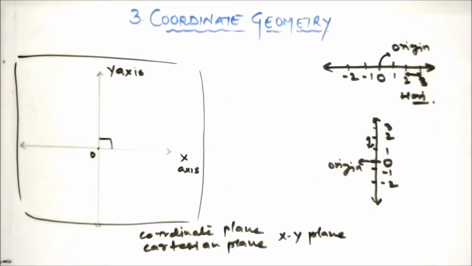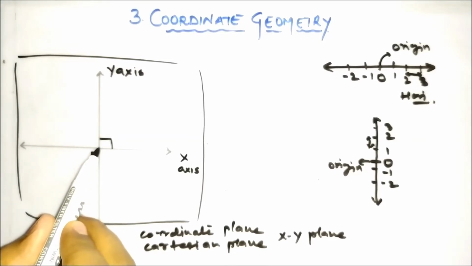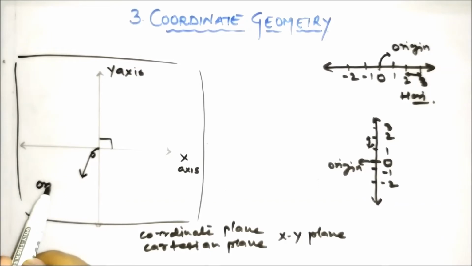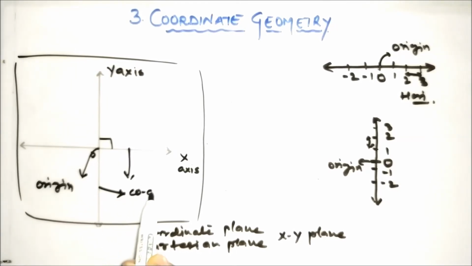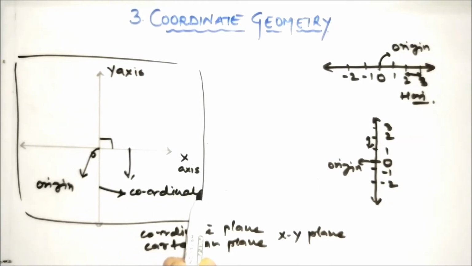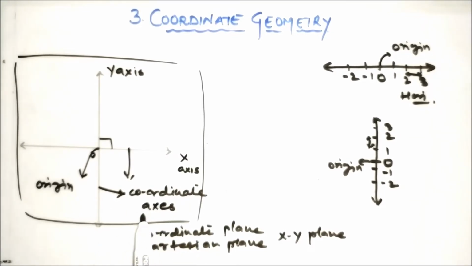Okay, so this is the coordinate plane, or you can name it the Cartesian plane or XY plane, on which these two axes, that is the x-axis and y-axis, intersect each other perpendicularly at 0. This intersection point is known as the origin, and this is known as the coordinate axis.